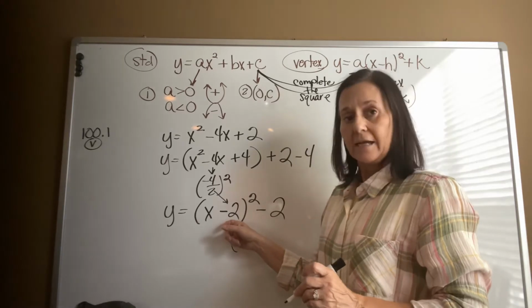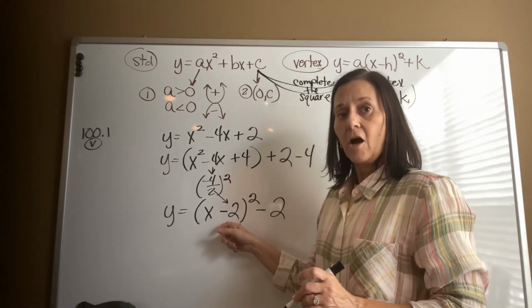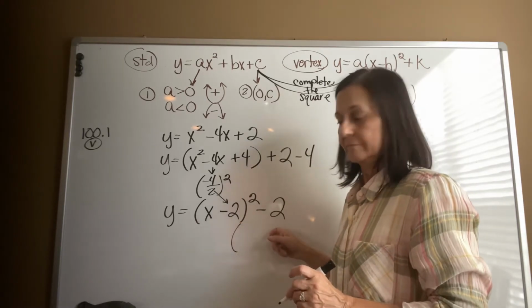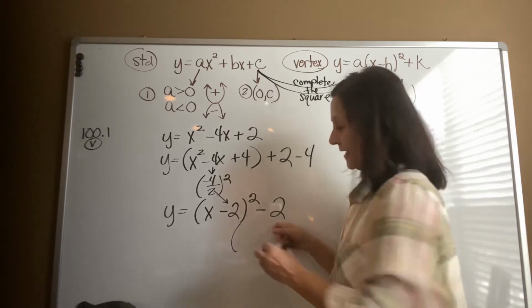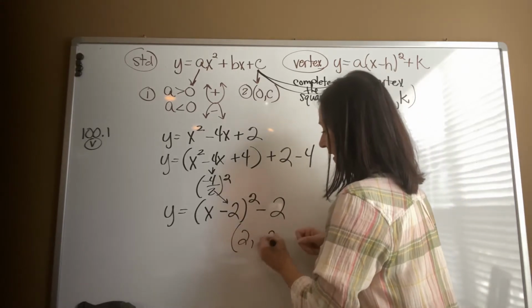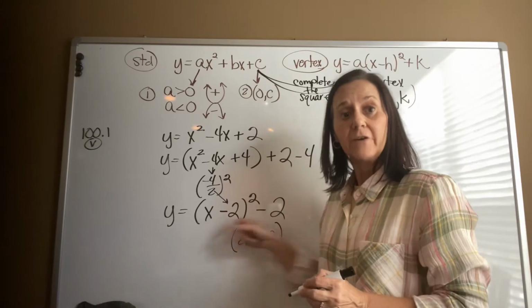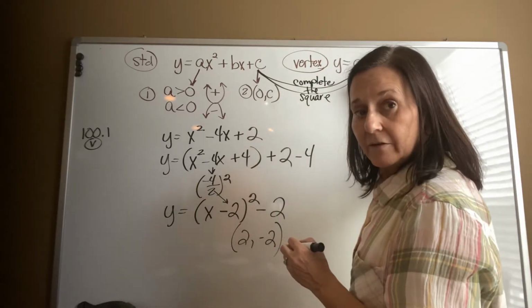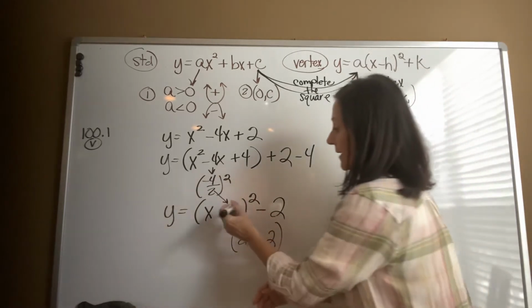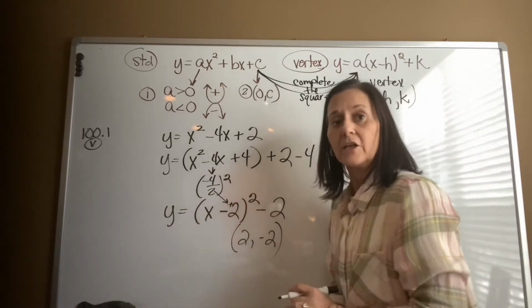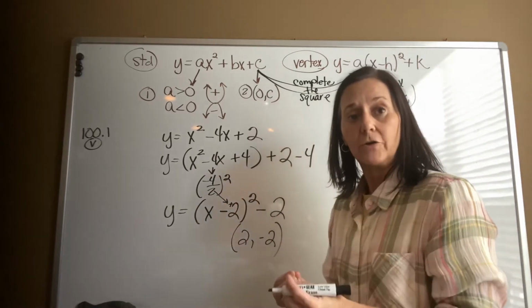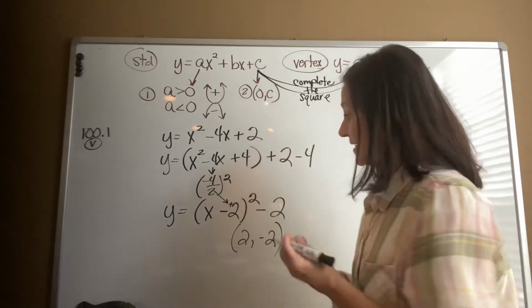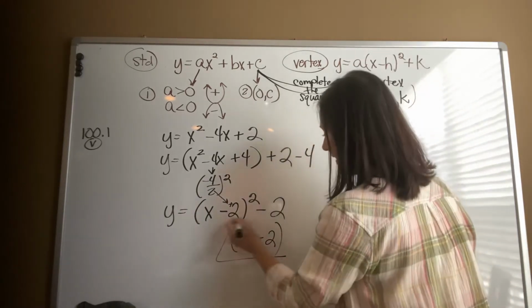The vertex is opposite, same. 2, negative 2. The opposite value, the same. It's because of the standard format there is a negative here, so this is really minus a positive 2. So the value in the place of h is a positive 2. All right, that's my vertex.